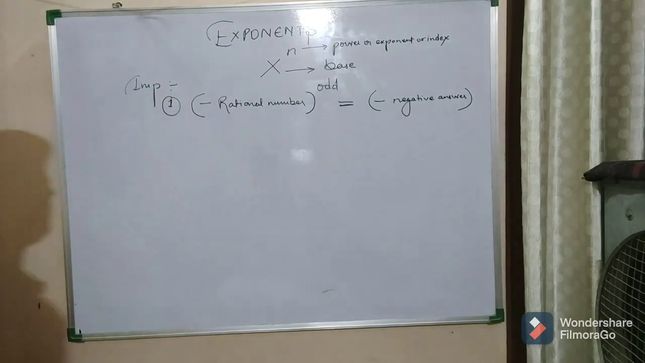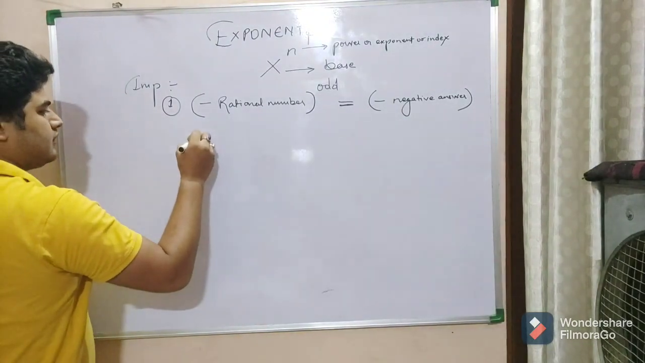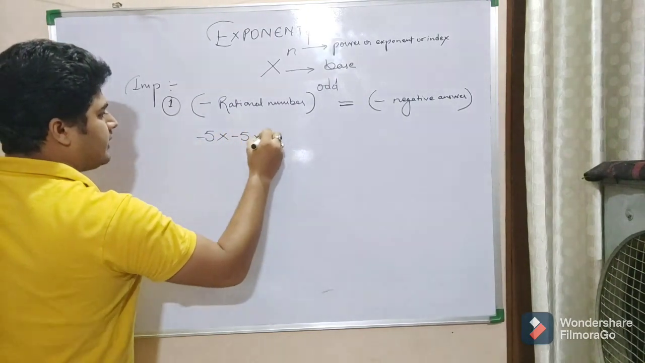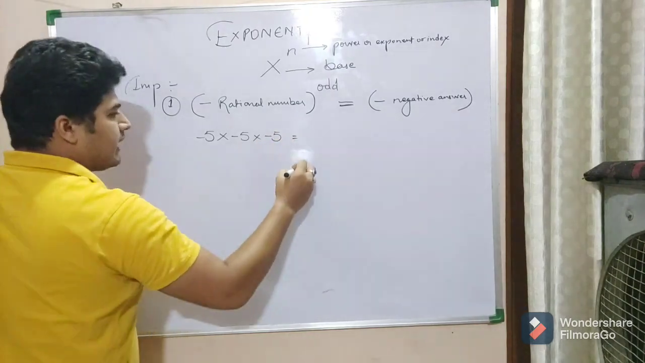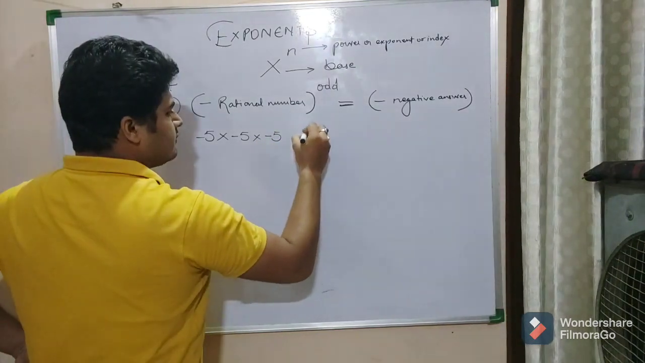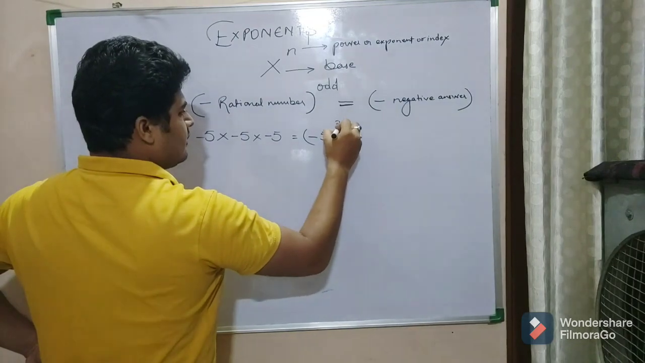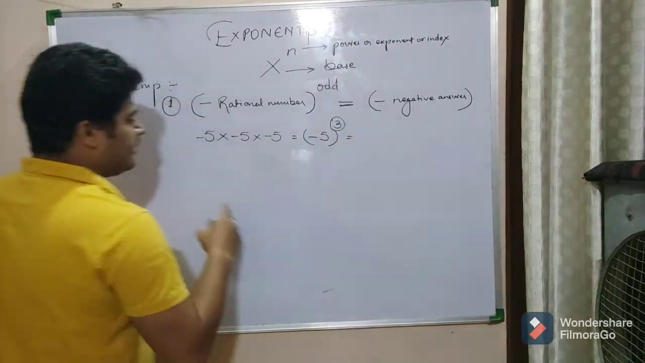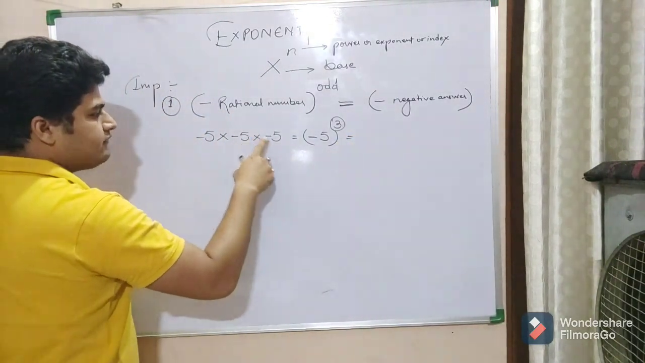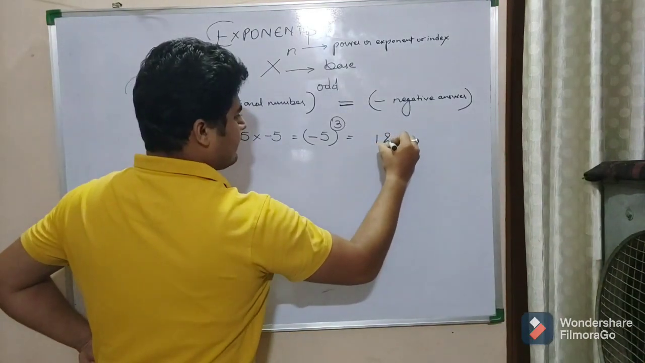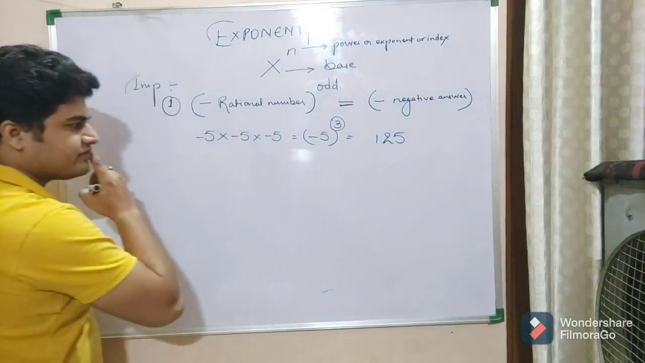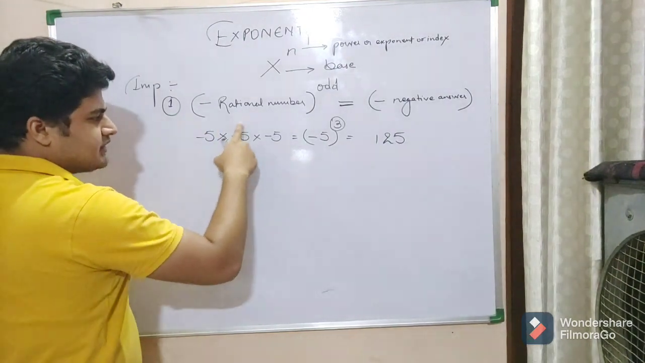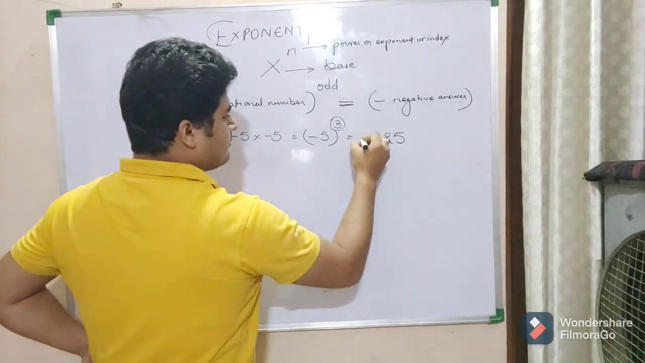You want to see it? Let's see it. Let's take minus 5. Minus 5 multiplied by minus 5 multiplied by minus 5, which means that minus 5 is raised to the power 3, and 3 is what? An odd number. So when you multiply, 5 fives are 25, 25 fives are 125. But what will happen with the sign? Minus multiplied with minus will become plus, and plus multiplied with minus will again become minus.